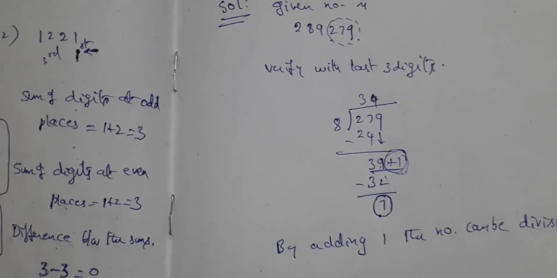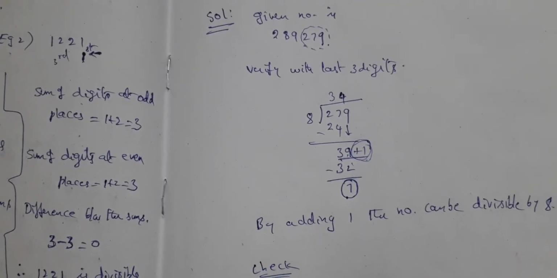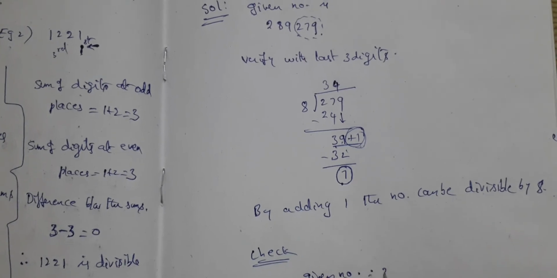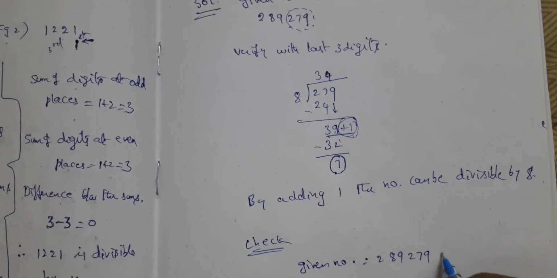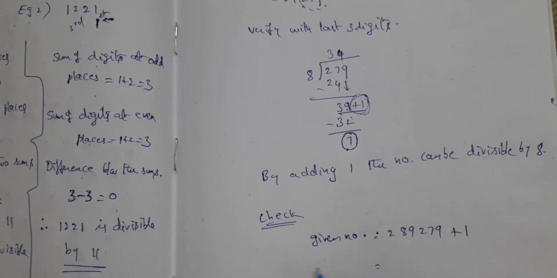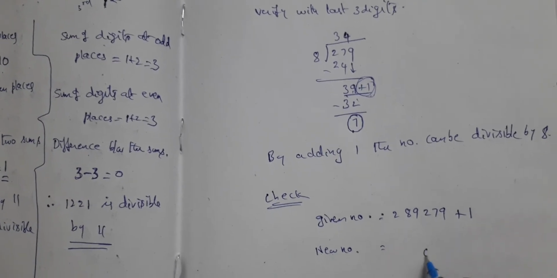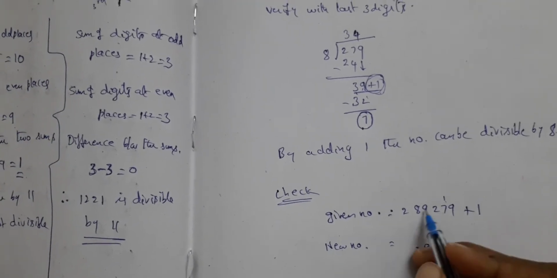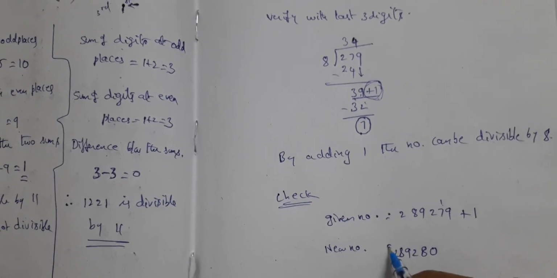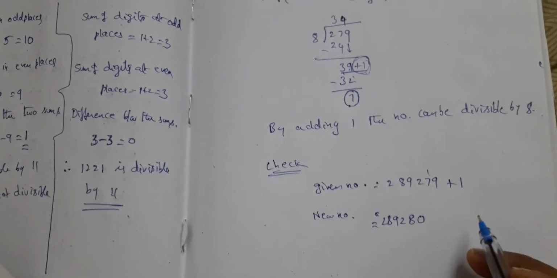Let us verify. Check whether our answer is correct or not. So let us add the number to the given number. Given number is 2,89,279. Now plus 1. So the new number is equal to, adding 1 to this, 9 plus 1 is 10, 1 comes here, 7 plus 1 is 8. So we got the new number to be 2,89,280.